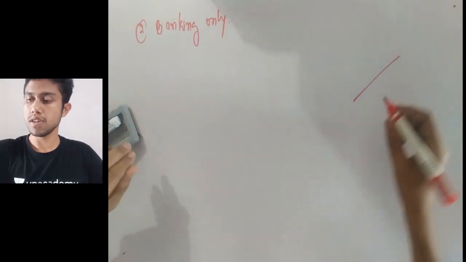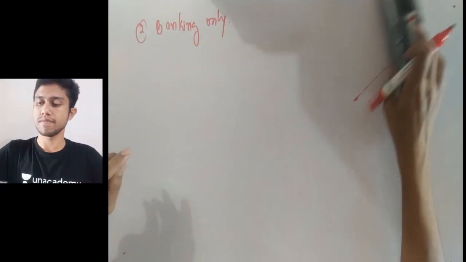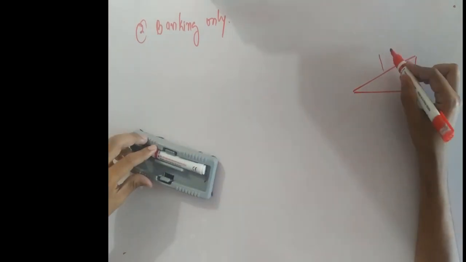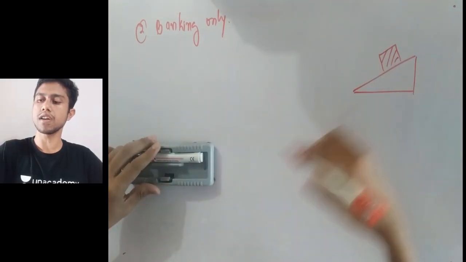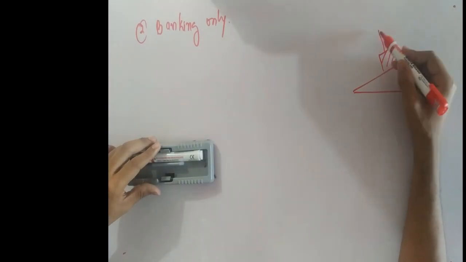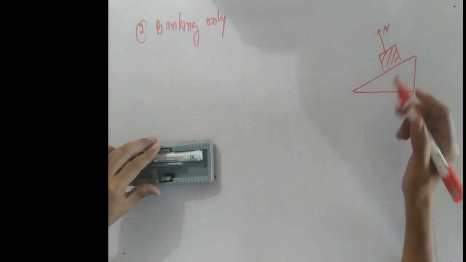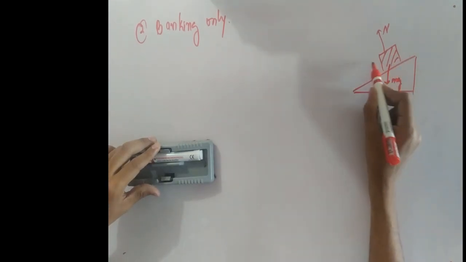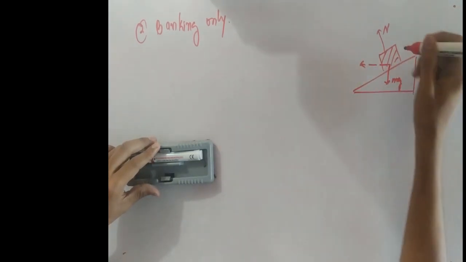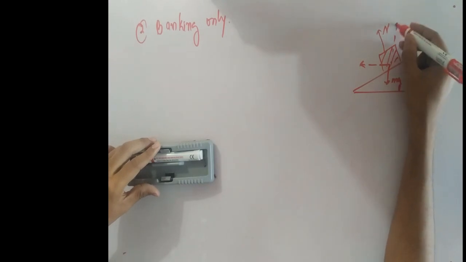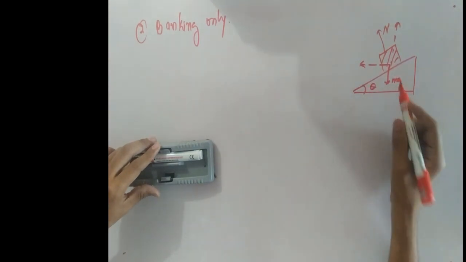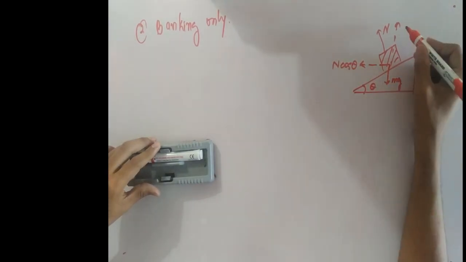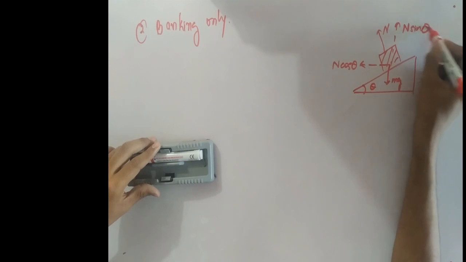Now suppose this is a banked road, and now a car is going on this banked road. Now tell me, what will this be? This will be the normal. What will this be? This will be mg. And what will this be? So this is theta. So this will be n cos theta, and this will be n sin theta.